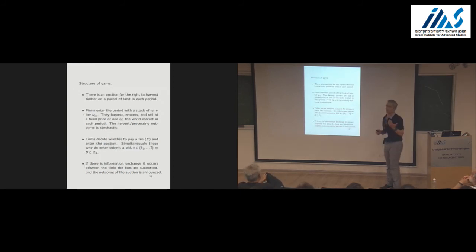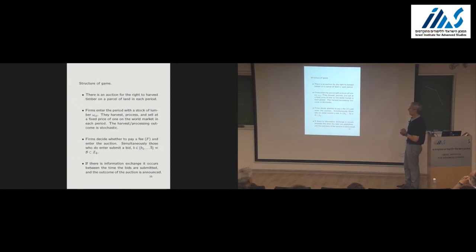So here's the game. Again, this is a computational thing. I don't run into all of Murtaugh's problems yet, but it's only because I haven't tried. If I went empirically, I would run into a bunch of these problems. So here's the structure. There's an auction at the right to harvest timber on a parcel of land in each period. Firms enter the period with a stock of lumber, their omega IT.